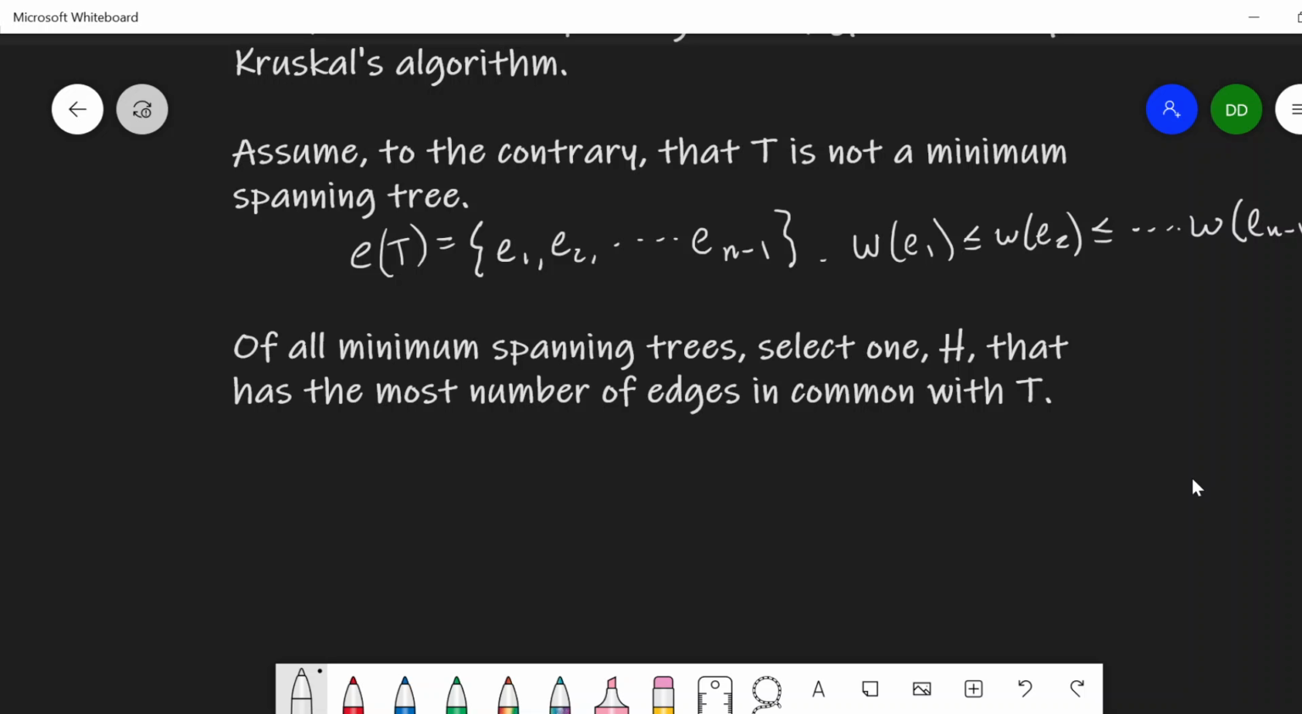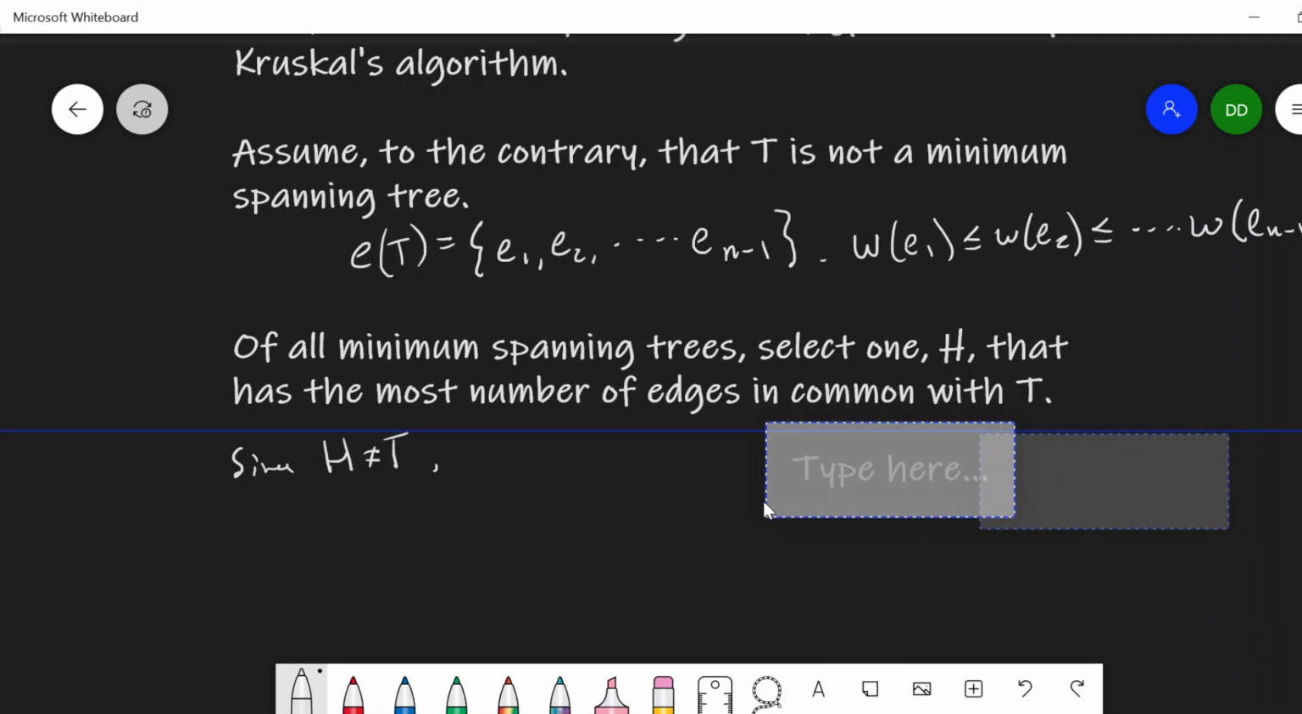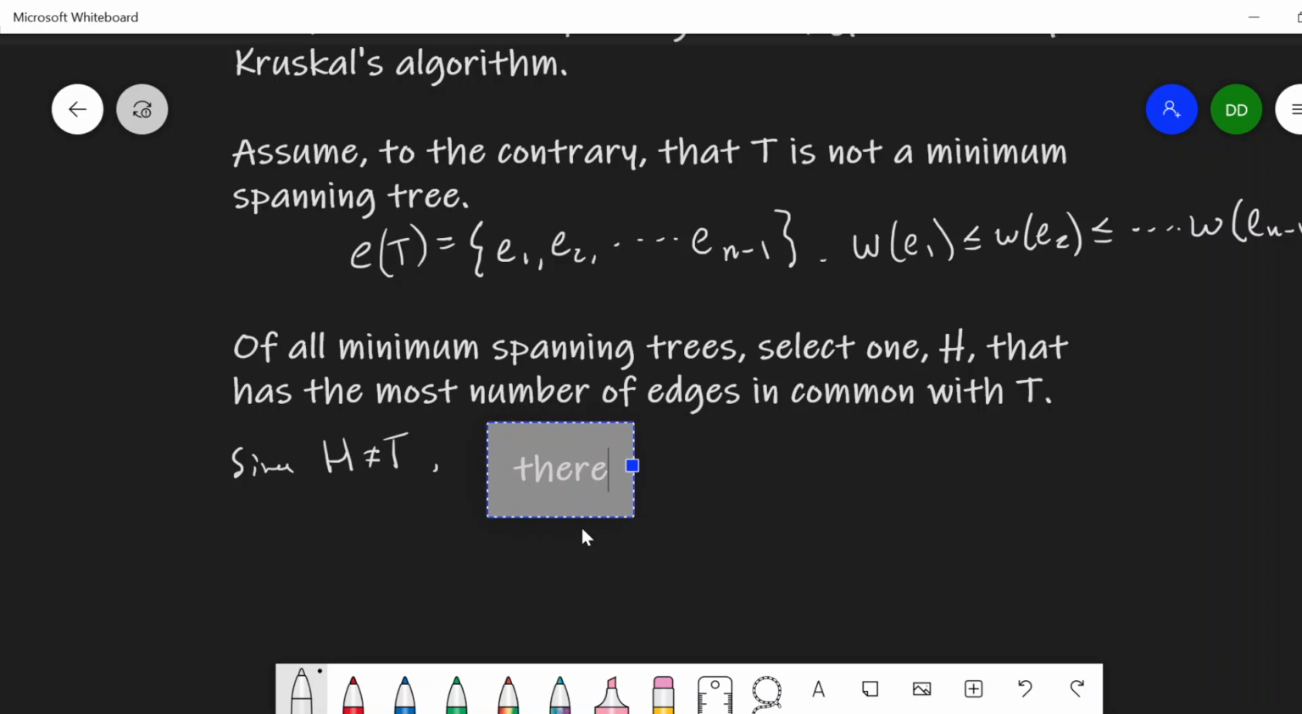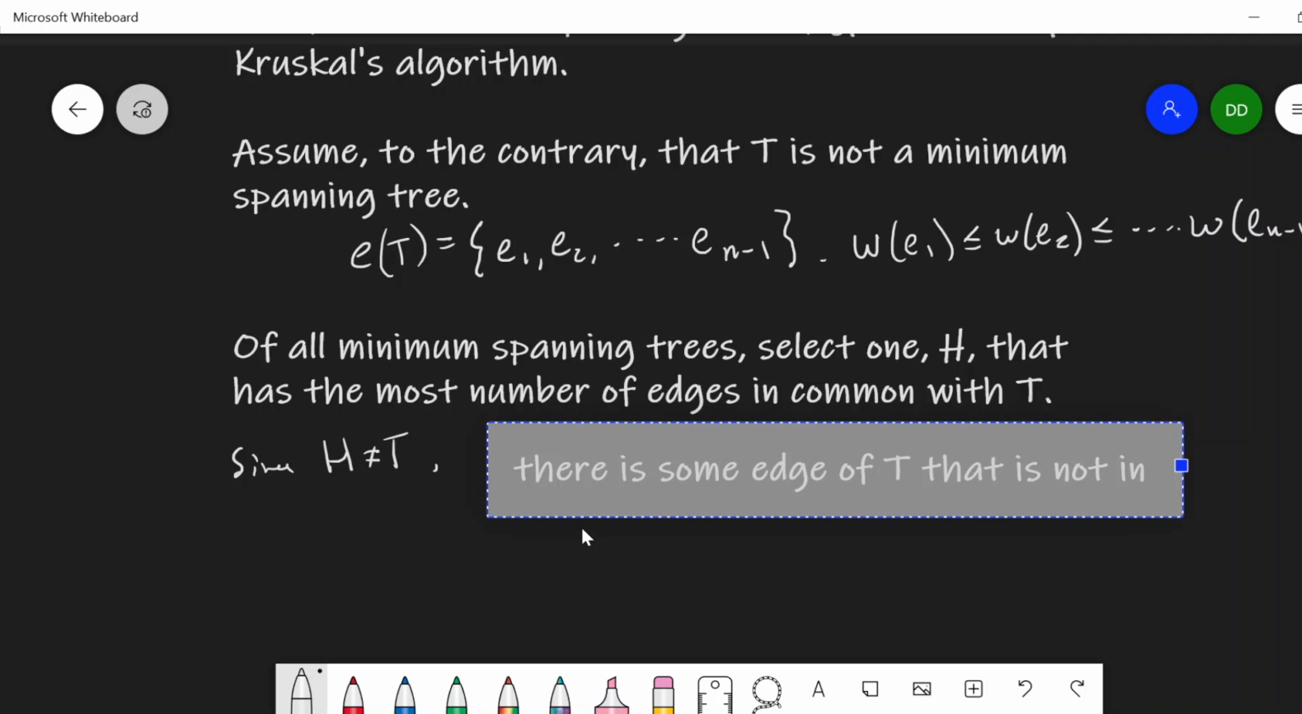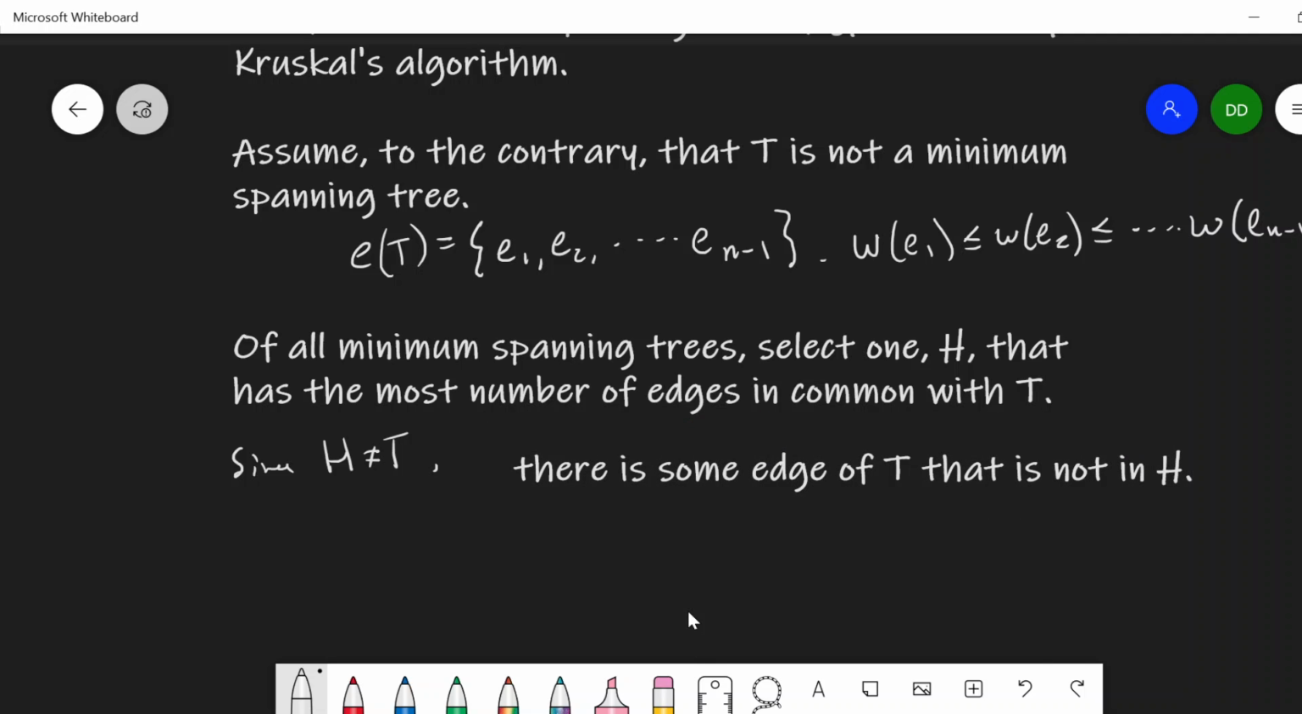So what does this mean? Well, we know that H is not equal to T, otherwise T would have been a minimum spanning tree. And so there is some edge of T that is not in H. I'm going to call this special edge E sub i. So let E sub i be the first, in terms of its index, edge of T that is not in H.